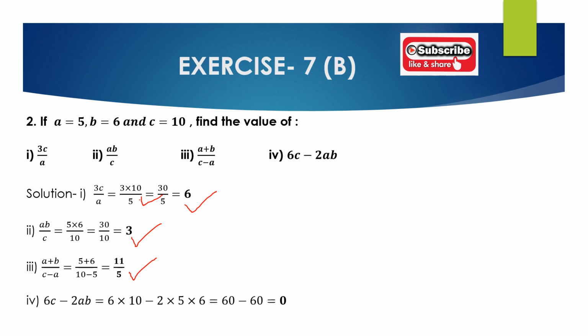Fourth bit, 6c minus 2ab. 6 multiplied with c is 10. 6 multiplied with 10 minus 2 multiplied with 5 multiplied with 6. 6 multiplied with 10 is 60. 60 minus 2 multiplied with 5 is 10. 10 multiplied with 6 is 60. 60 minus 60 is 0.